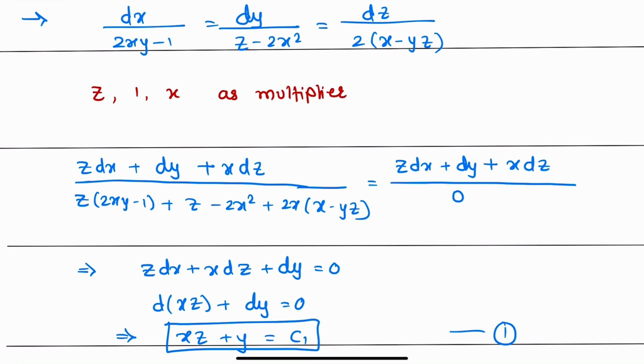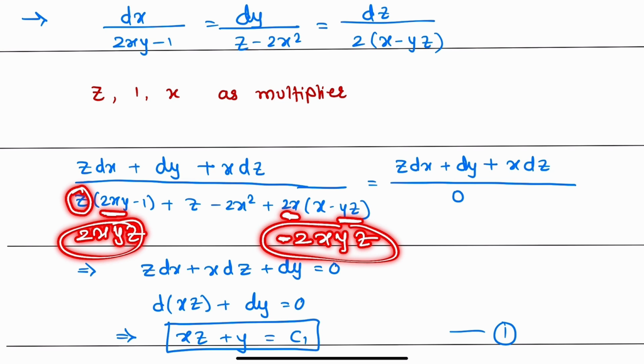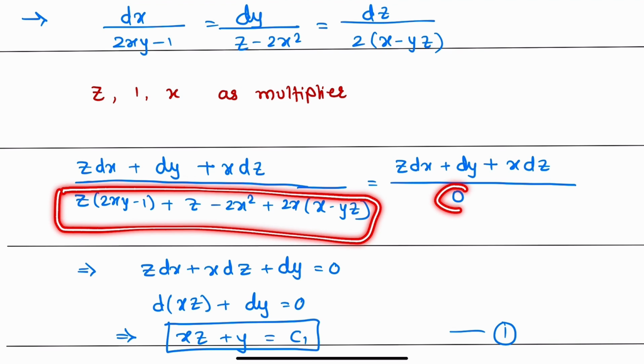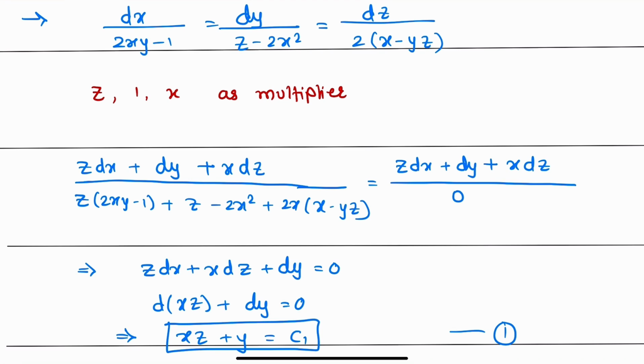Now, if you observe here, this z into 2xy will be 2xyz, and this 2x into minus yz will get us minus 2xyz. So this term and this term will get cancelled out. Here, z into minus 1 minus z, and this plus z, this will get cancelled out. Similarly, this minus 2x squared and this plus 2x squared, again it will be 0. So the denominator that we are getting will be 0. We are left with the numerator, which is z dx plus dy plus x dz.